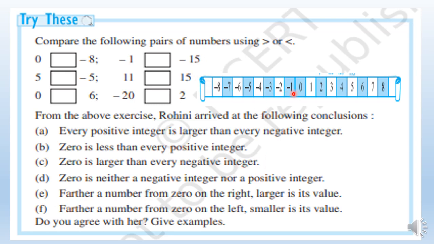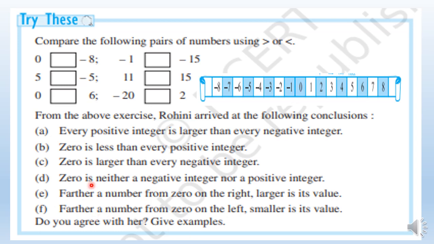As we can see, these all are negative integers, and if you start looking from here, you can see that 0 is to the right of all these negative integers. That's why 0 is always greater than all negative integers. 0 is neither a negative integer nor a positive integer. 0 is in the middle. The plus sign and minus sign start from here and here, so 0 does not have any sign.